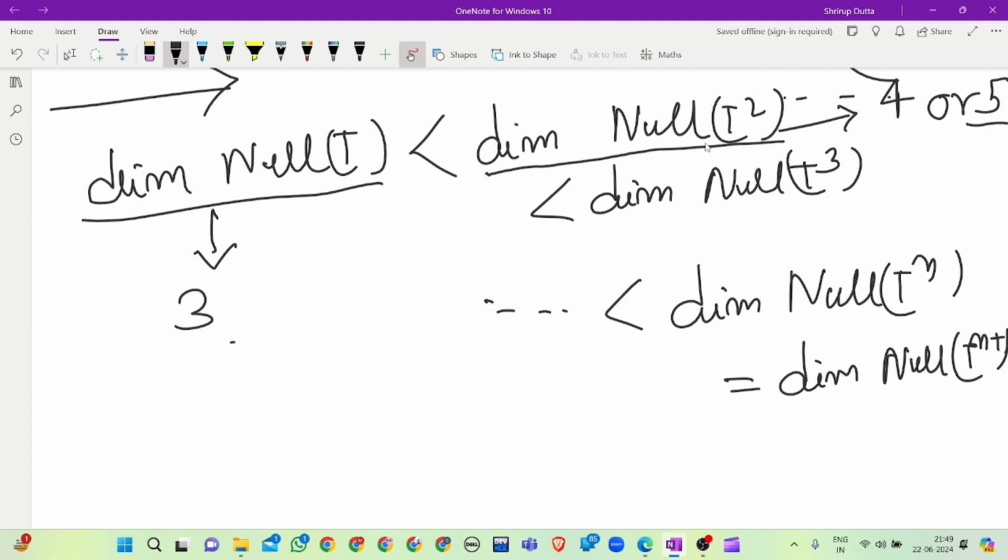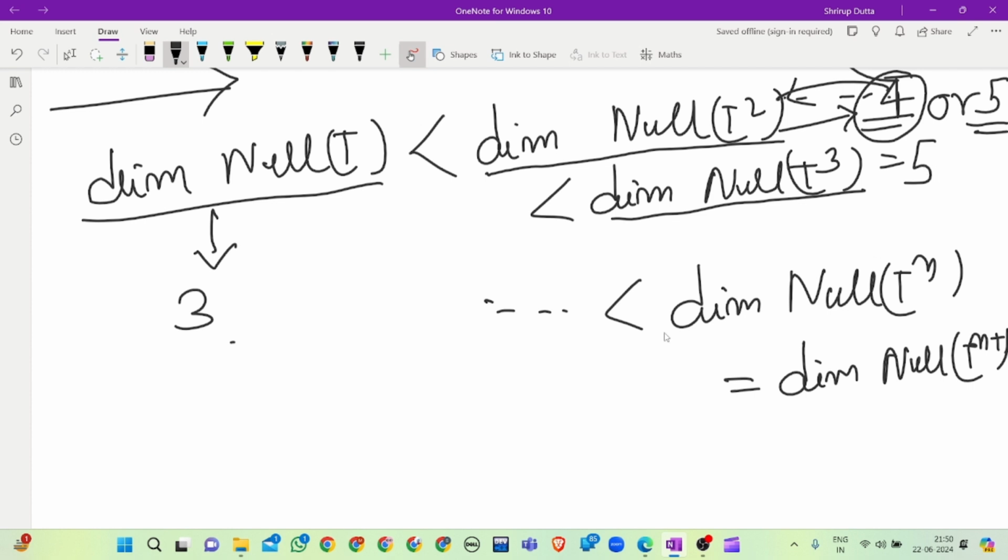If dimension of null of T squared is 4, then dimension of null of T cube must be 5, and this equals all of its dimension. Dimension of null of T to the power 4, dimension of null of T to the power 5, all must be 5. So if dimension of null of T squared is 4, this may be a case. For this case dimension of null of T cube must be 5, and for the other case dimension of null of T cube is also 5.